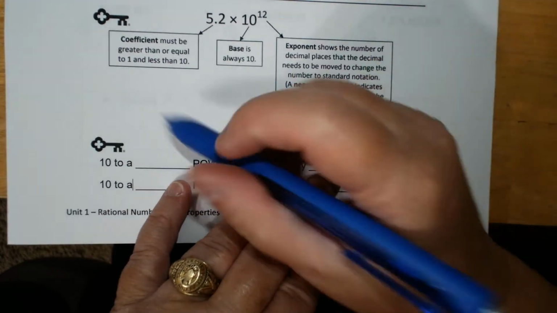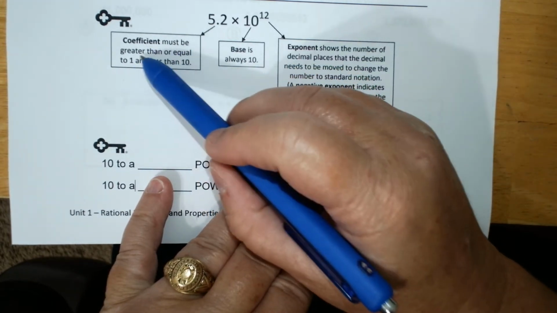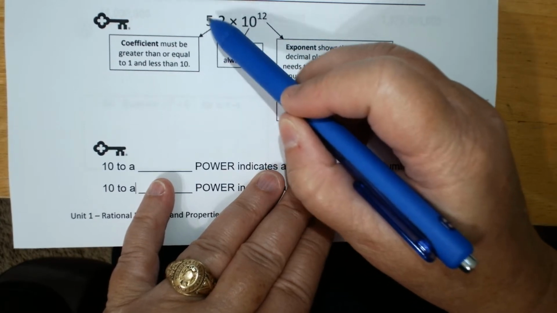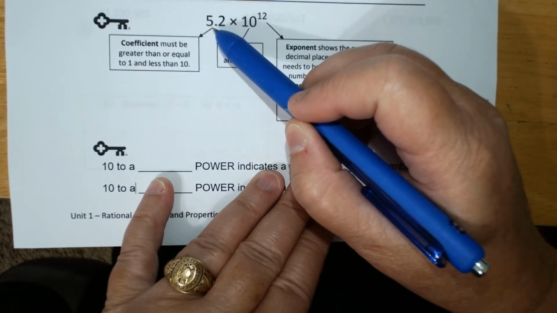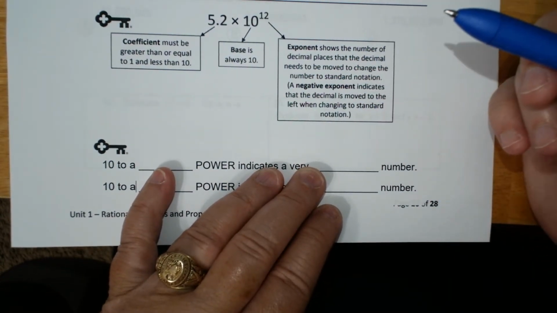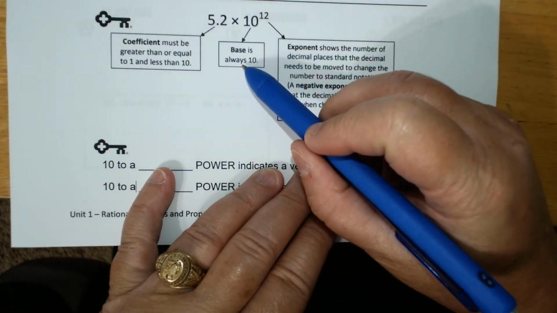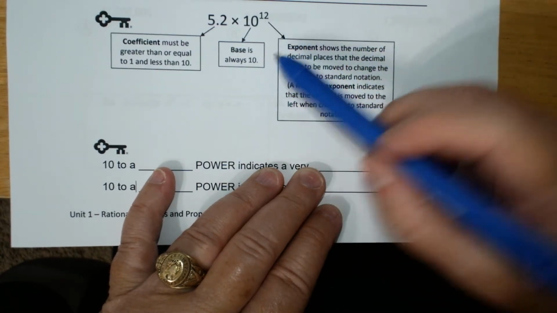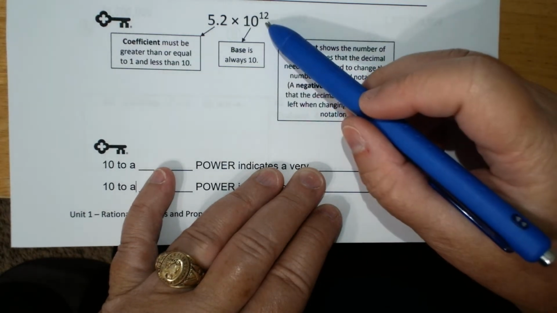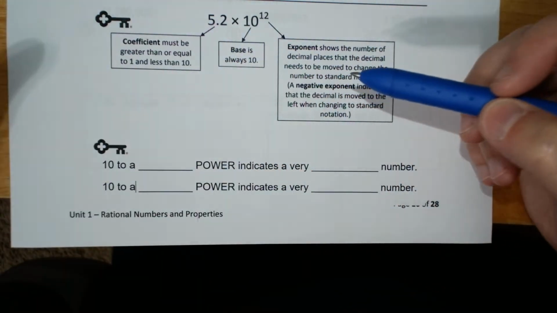Okay, here are the rules. These keys mean it is a key to your understanding and a key to knowledge. Coefficient must be greater than or equal to 1 and less than 10. That just says that this one digit, only one digit on the left of the decimal, has to be 1, 2, 3, 4, 5, 6, 7, 8, or 9, not 0, not 2 digits. This is always base 10. This exponent shows the number of decimal places that the decimal needs to be moved to change the number to standard notation. So you're going to move this decimal place.